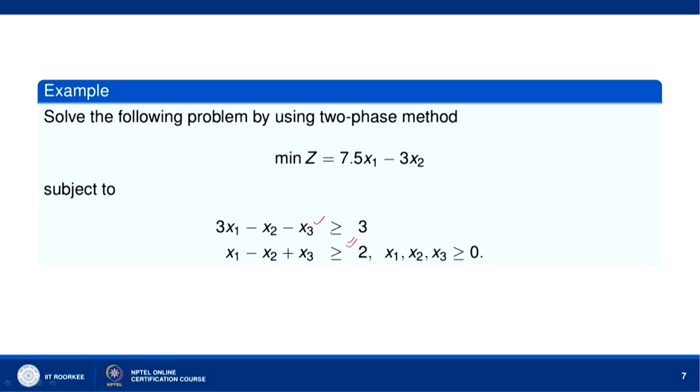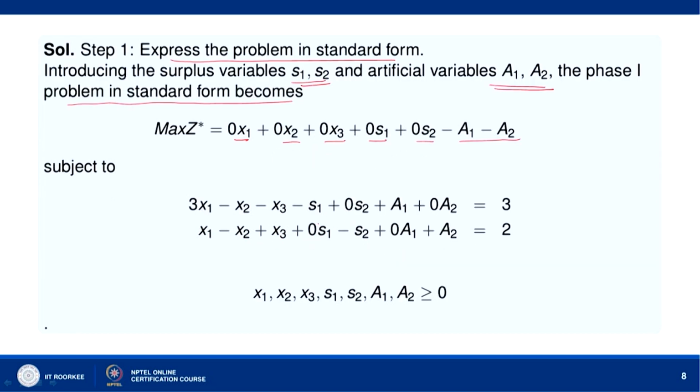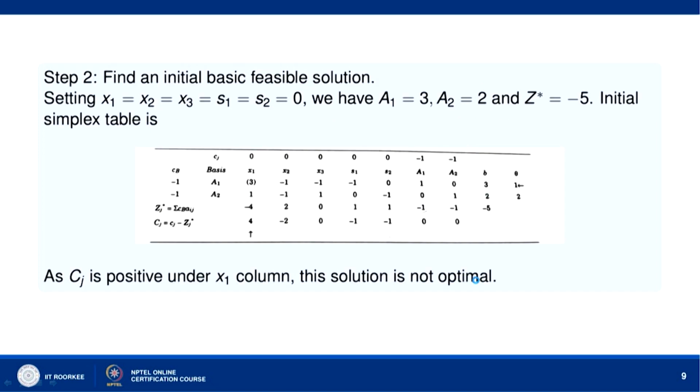the equations that we have by using surplus and artificial variables are 3 x1 minus x2 minus x3 minus s1 plus 0 s2 plus a1 plus 0 a2 equal to 3, x1 minus x2 plus x3, and then 0 s1 minus s2 plus 0 a1 plus a2 equal to 2, with x1, x2, x3, s1, s2, a1, a2 greater than or equal to 0.